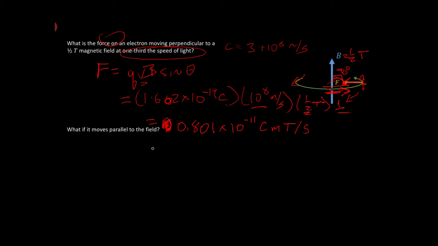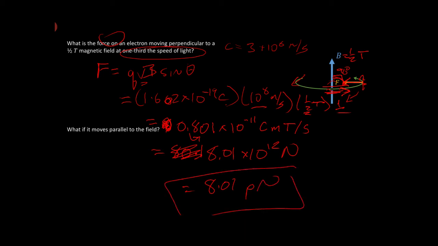Yeah, so that ends up being 8.01, excuse me, just move it 1 point over here, times 10 to the minus 12 newtons, which is 8.01 piconewtons. So not a lot of force on there. It doesn't need to have a lot of force because the mass on this thing is 10 to the minus 31 kilograms.